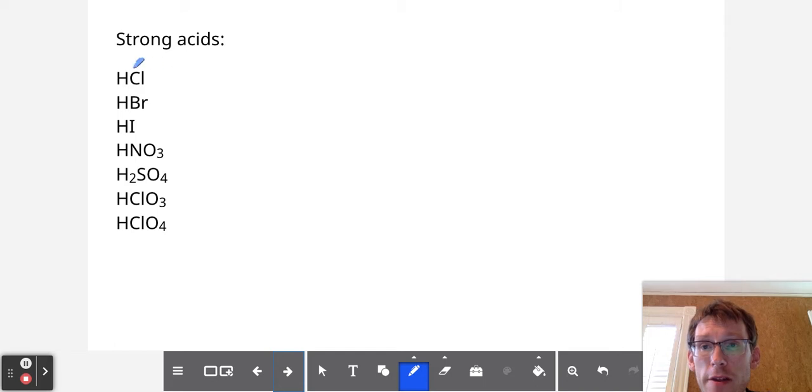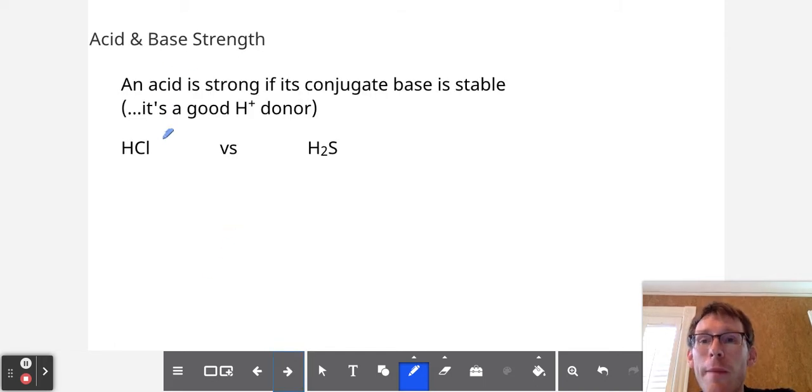So the strong acids are these seven. Memorize them. An acid is strong if its conjugate base is stable. This means that an acid is strong if it's good at donating H+. So for example, if you put HCl in water, you will find that it completely ionizes. It goes 100% to H3O+ and Cl- when added to water.